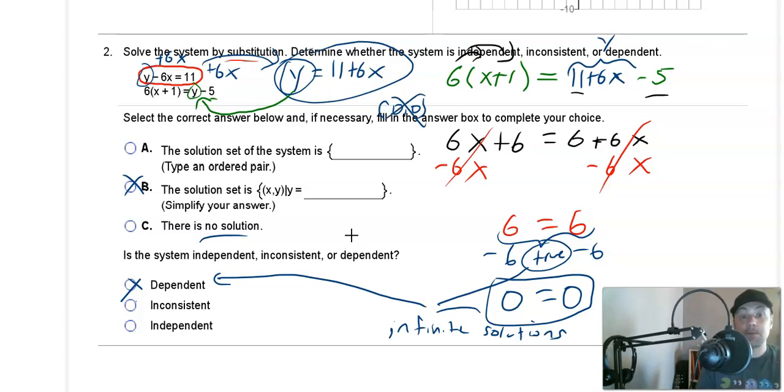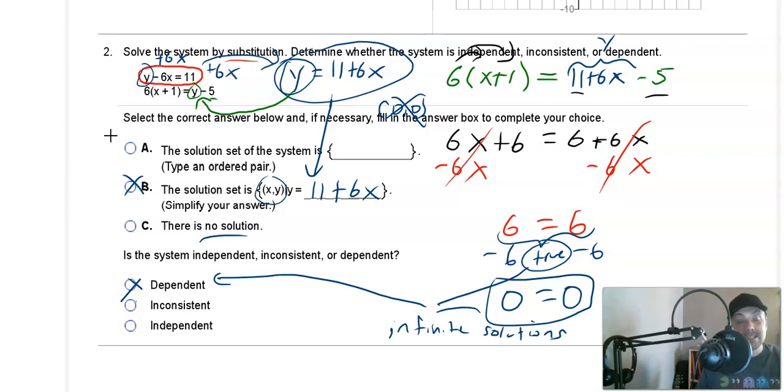So you still have to specify, even though there's infinitely many solutions, what are those solutions like? Because it's not just anything that you want. And so we want to write the equation here, that it's any ordered pair that works in the equation. That will be a solution to the system of equations. And so the equation here is y equals 11 plus 6x. All right. And so that is the proper way of handling this question here.